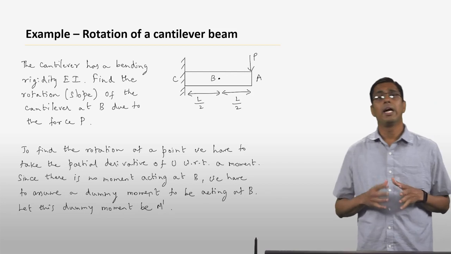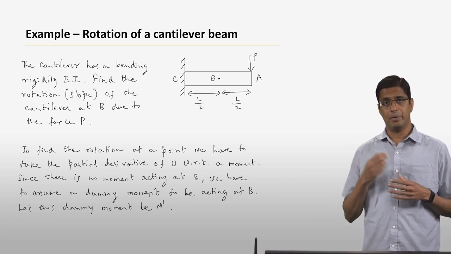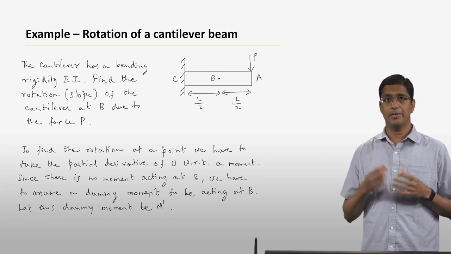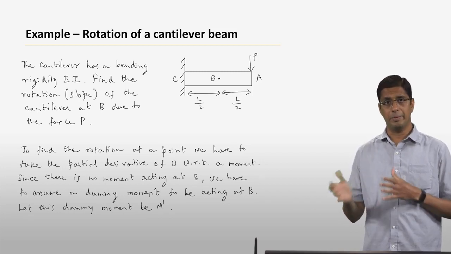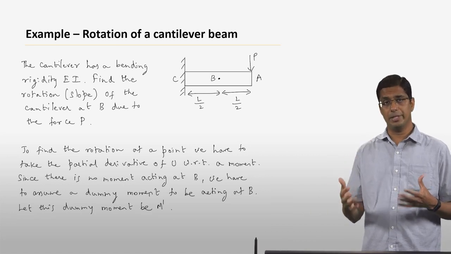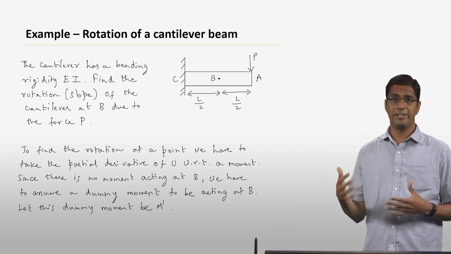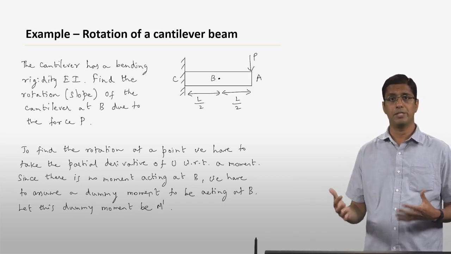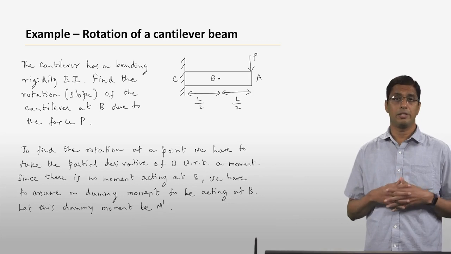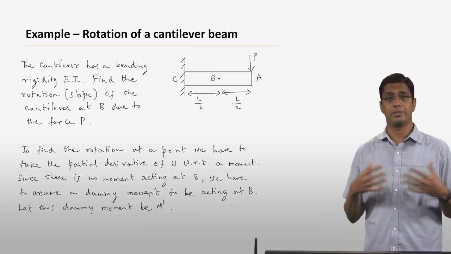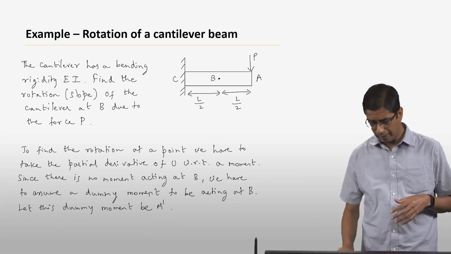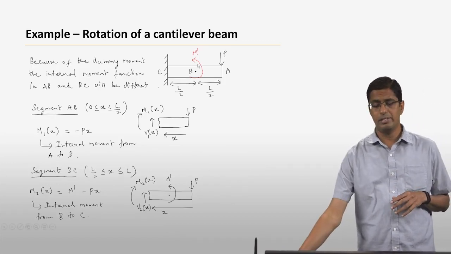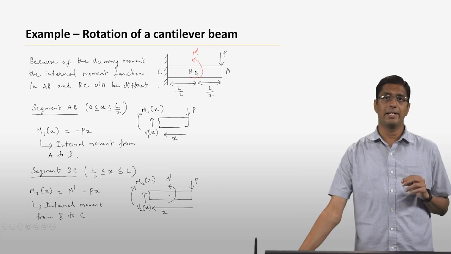Okay. Now, if you want to find the rotation at point B, the first thing we have to do is apply a dummy moment, because the moment and rotation are complementary variables. So if you want to find out the rotation, you essentially have to take the derivative of the strain energy U with respect to a moment, not a force. Okay, so that means that we have to assume a dummy moment at point B, because there is no actual moment acting at point B. Okay, so that is what I have done here. So essentially, I have assumed this dummy moment M prime to be acting at point B.